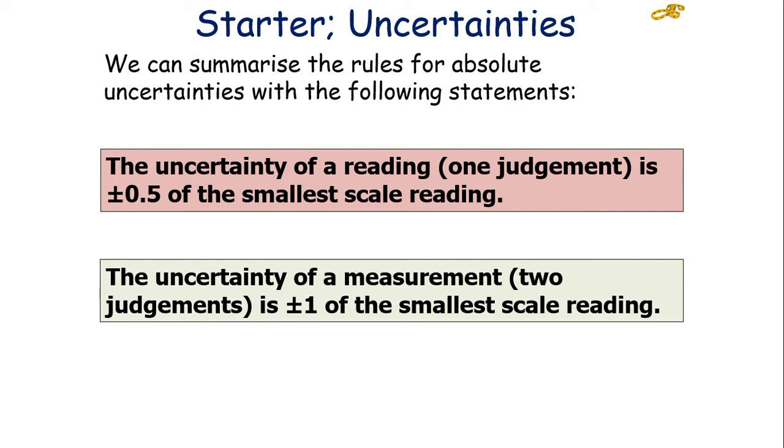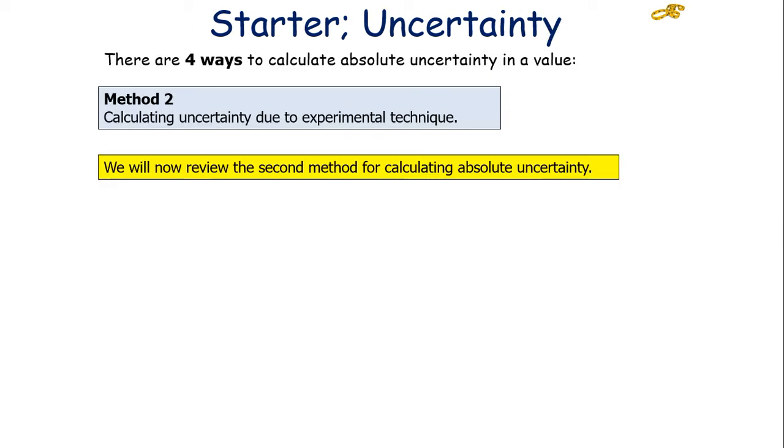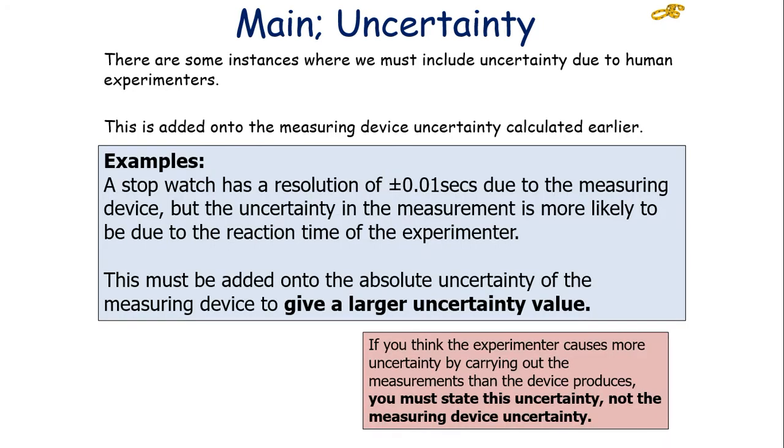But the uncertainty of a measurement, which is 2 judgments, is plus or minus 1 of the smallest scale reading. So the second method to calculate uncertainty is due to experimental technique. Now, this is basically where an experimenter has to estimate an additional uncertainty due to poor experimental technique.